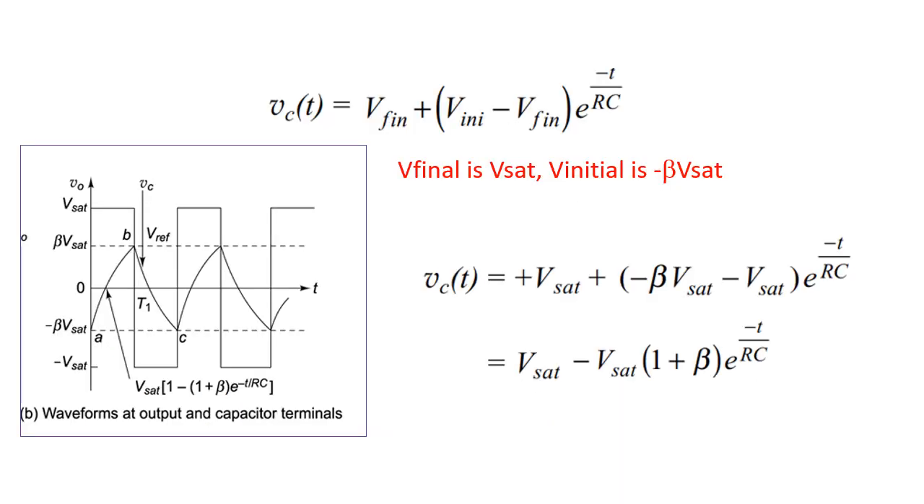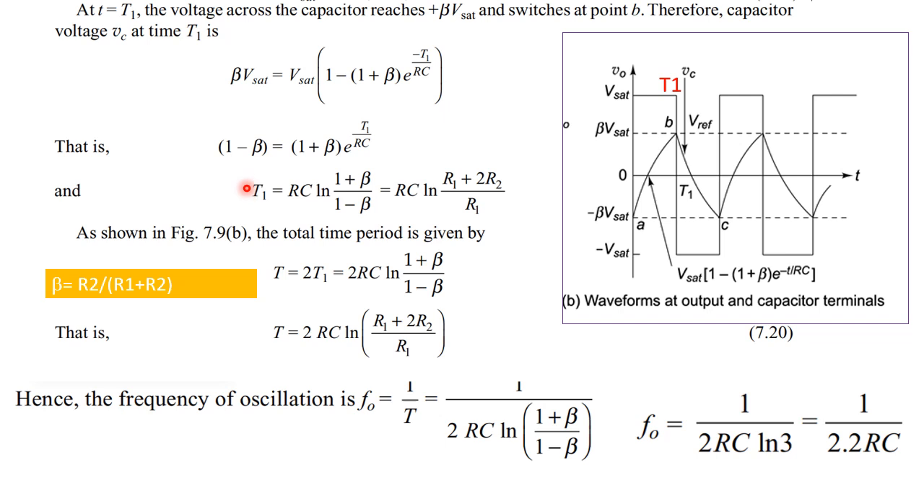Now let me derive the expression of the pulse width. This is based on the capacitor voltage. The capacitor voltage is given as Vc of t equal to the final value plus the initial value minus the final value, times e power minus t by RC. Here, the final value to which the capacitor is going to charge is plus Vsat. The initial value is minus beta Vsat. I substitute these two values in my expression. So you'll have Vsat plus minus beta Vsat minus Vsat, times e power minus t by RC. Now let me further simplify the expression.